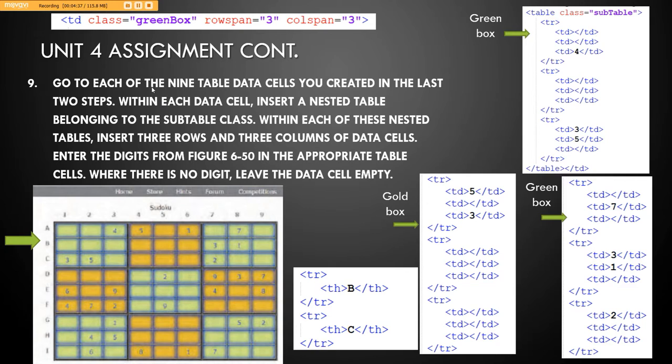So now you're going to insert a nested table belonging to the subtable class. So this is subtable. So you're going to have a table row that represents each of these boxes. For instance, this is blank, so we have a blank. This is blank, so we have a blank, and this is 4. Then after that, we have 3 blanks, and then after that, we have the 3, 5, blank. Now that all goes under the green.